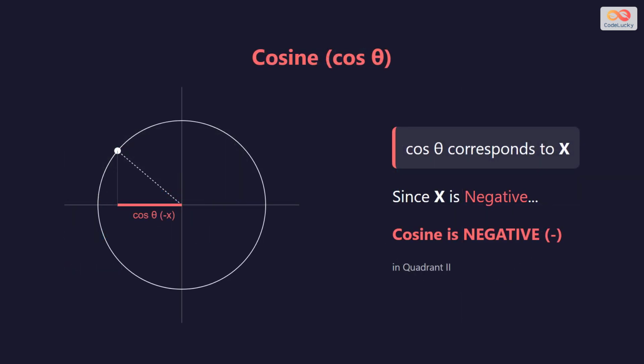The cosine of an angle corresponds to the x-coordinate. Because we move to the left of the origin, the x-coordinate is negative. Therefore, the cosine function is always negative in quadrant 2.